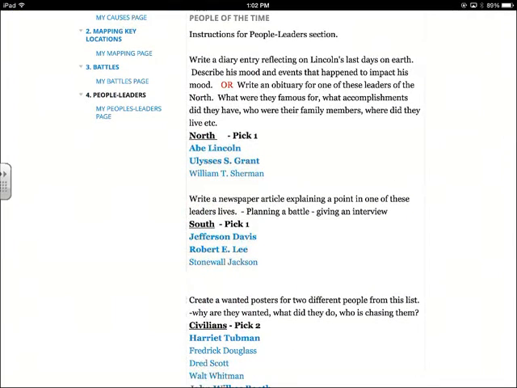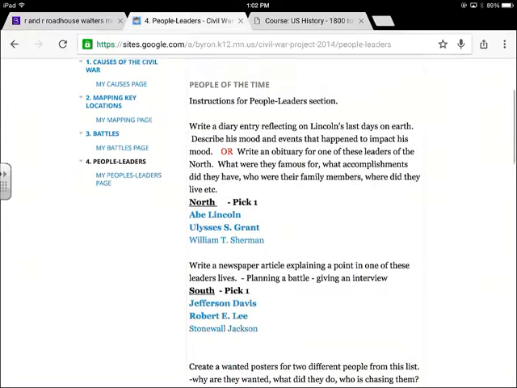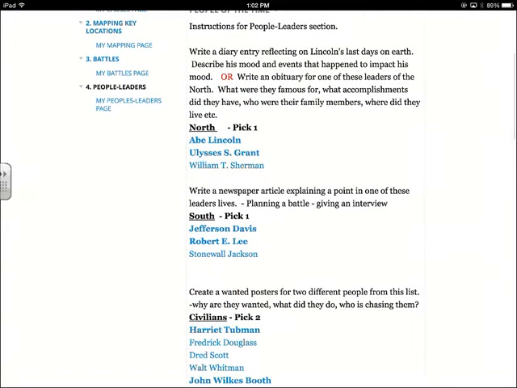First, we're going to take a look at some people of the time. So people who have had some interaction with the Civil War, like Abe Lincoln, Ulysses S. Grant, William T. Sherman, Jefferson Davis, Robert E. Lee, Stonewall Jackson, Harriet Tubman, Douglas, Scott, Whitman, and Booth there. Now, the first part of it, choosing the first part of the project for the North leaders or for the Union leaders, you have two options there.